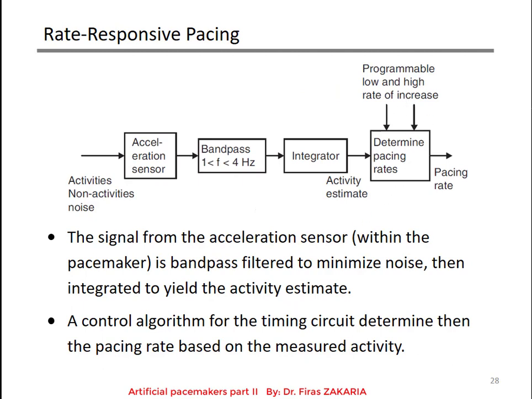The block diagram of this rate responsive pacing is composed of the following blocks. Here we can use an acceleration sensor to measure the activity of the heart. This acceleration sensor provides a signal, and this signal is band pass filtered to minimize noise, then integrated to yield the activity estimate. So the accelerometer gives us a signal, which is band pass filtered to minimize noise, then it passes through an integrator.